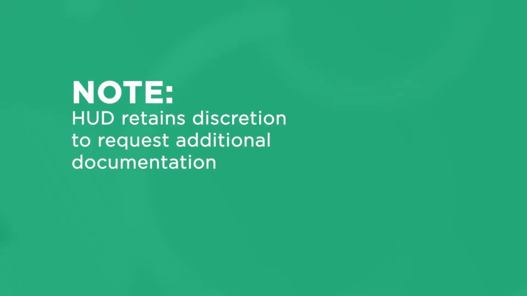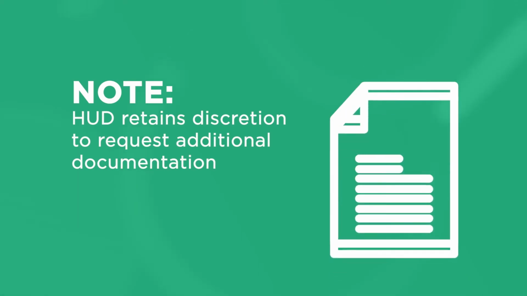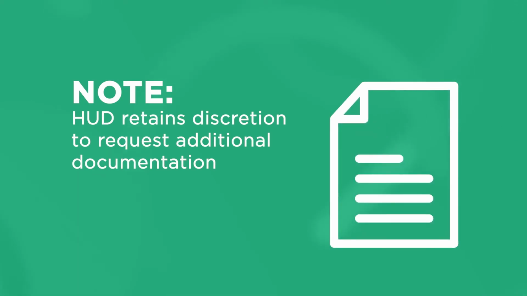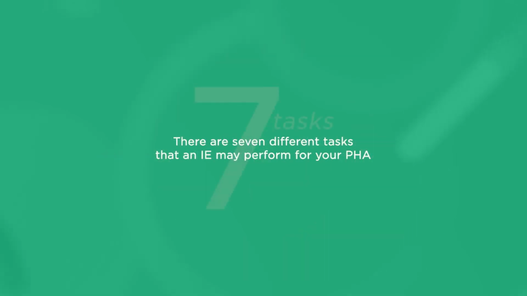HUD retains discretion to request additional documentation or use information already available to HUD in determining whether to approve. It is important to identify what functions the specific IE will perform when you seek HUD approval. There are 7 different tasks that an IE may perform for your PHA. 5 functions are required for IEs for RAD PBV units.